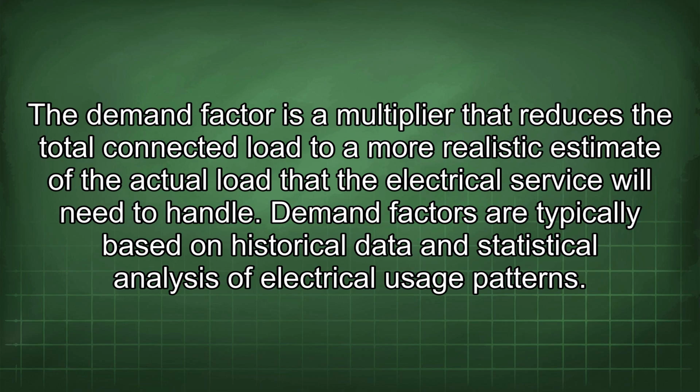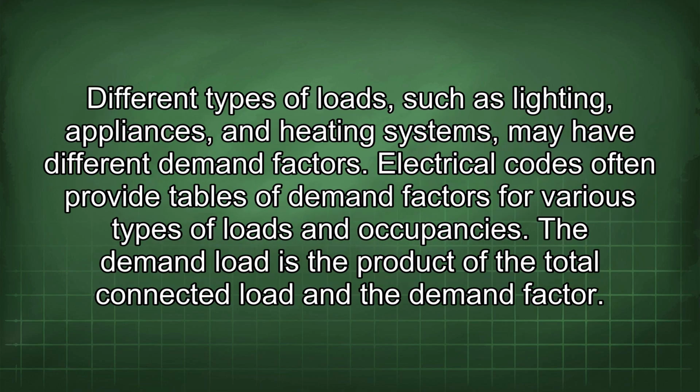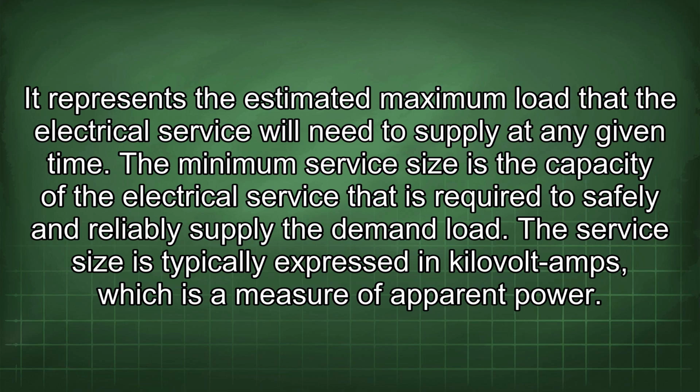Demand factors are typically based on historical data and statistical analysis of electrical usage patterns. Different types of loads, such as lighting, appliances, and heating systems, may have different demand factors. Electrical codes often provide tables of demand factors for various types of loads and occupancies. The demand load is the product of the total connected load and the demand factor. It represents the estimated maximum load that the electrical service will need to supply at any given time.